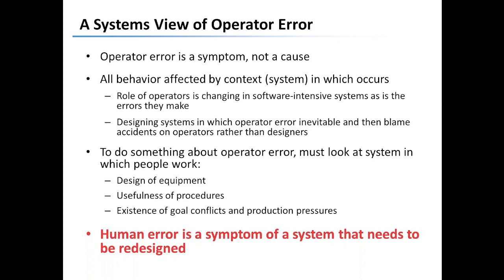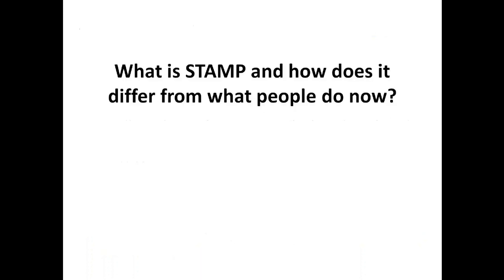We've got to have ways of not doing this anymore, or we're just not going to make much progress. To do something about operator error, we have to look at the system in which people work: the design of the equipment, the usefulness of the procedures, goal conflicts, production pressures. The bottom line in this systems view of system safety is that human error is a symptom of a system that needs to be redesigned. And we'll come back to that a little bit more. So that's why we need something new. So what's STAMP and how does it differ from what people do now?